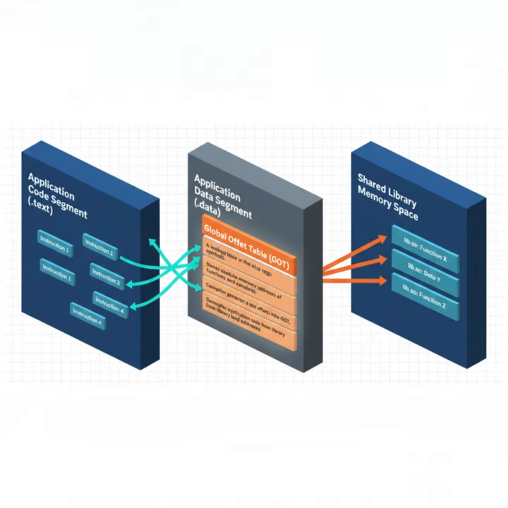Let's first examine the global offset table. The GOT is fundamentally a lookup table residing in an executable's data segment. Its primary purpose is to hold the absolute addresses of global variables and functions that are located in external shared libraries. When a program is compiled with position-independent code, it cannot hardcode these addresses because it doesn't know where the shared library will be loaded in memory at runtime.